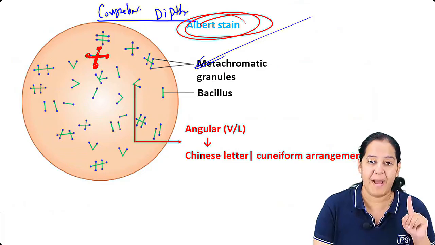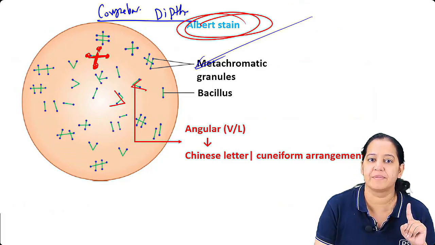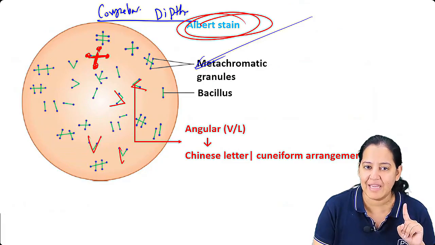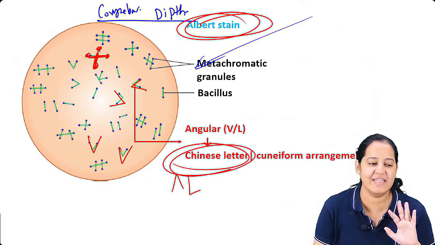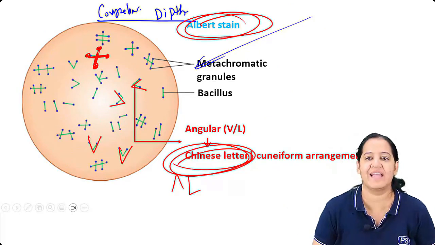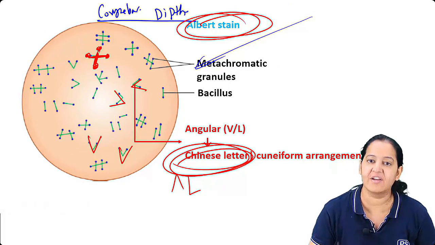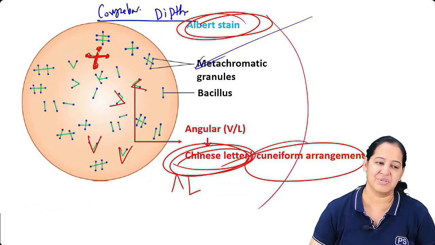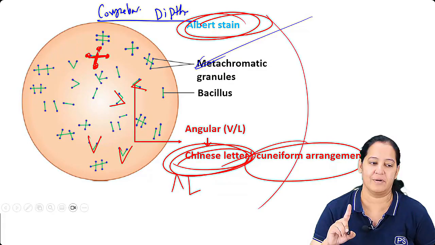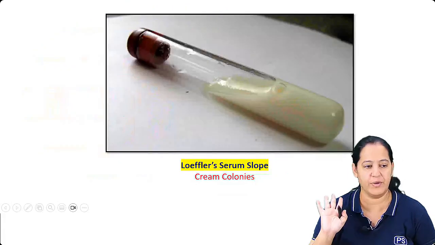The bacteria is typically angulated in appearance. Can you see? The bacteria is angulated, either V or L shaped. It looks like Chinese letters. That's why it is known as Chinese letter appearance or cuneiform appearance. Have I told you this yesterday? You get many questions on this. Diphtheria pe ye puri kahani yaad rakhna. Please learn the story on diphtheria. You get questions on that.